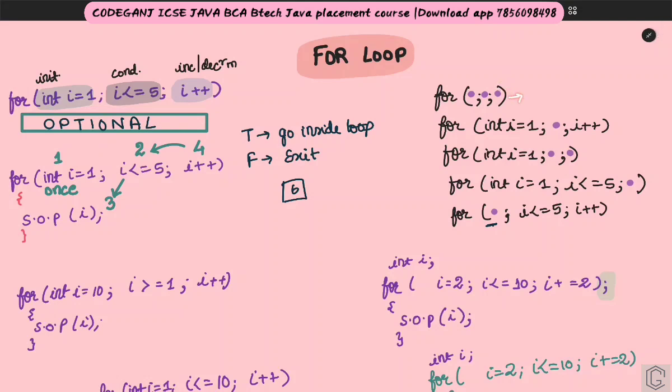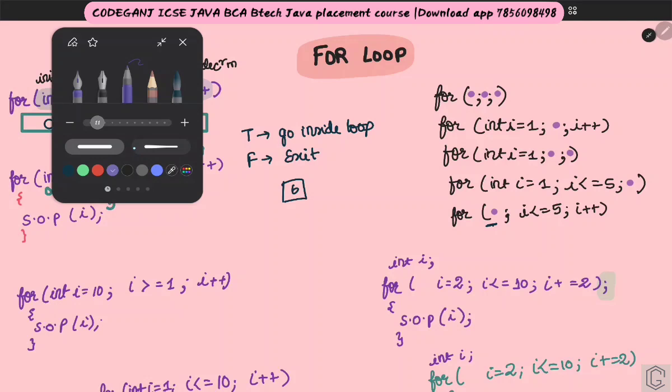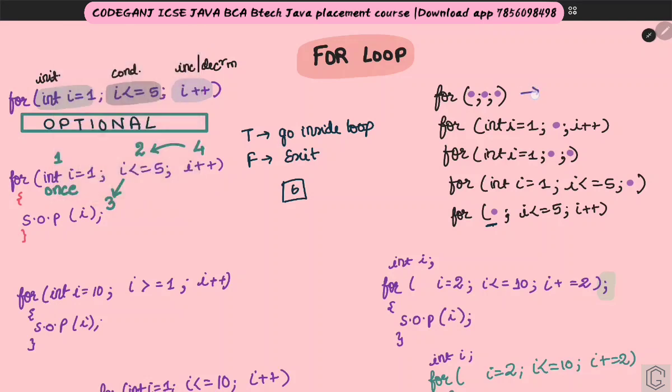Now in this case, since you do not have anything, something it has to assume, right? When you do not have anything, the loop is always considered to be true. Hence, this loop will run infinite times because the loop will never be false. Similarly, this loop will run infinite times. Why? Because by default, it will assume the condition to be true.